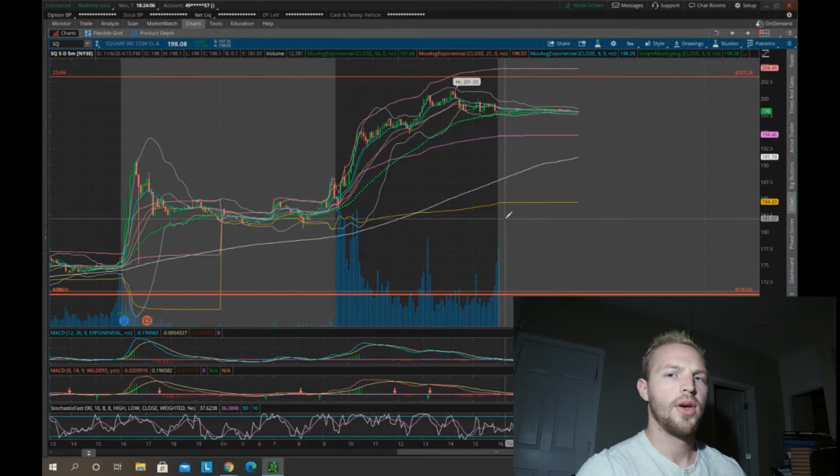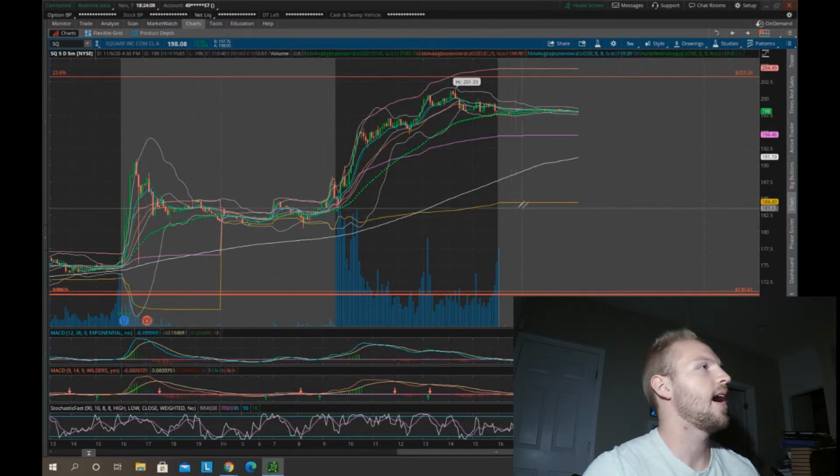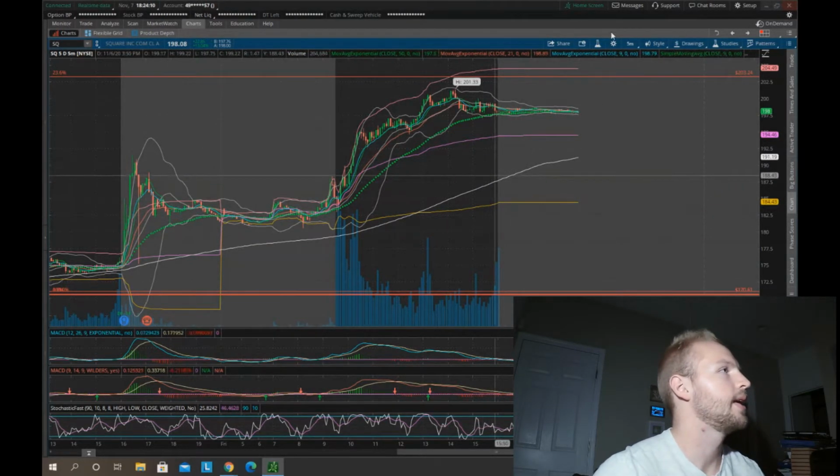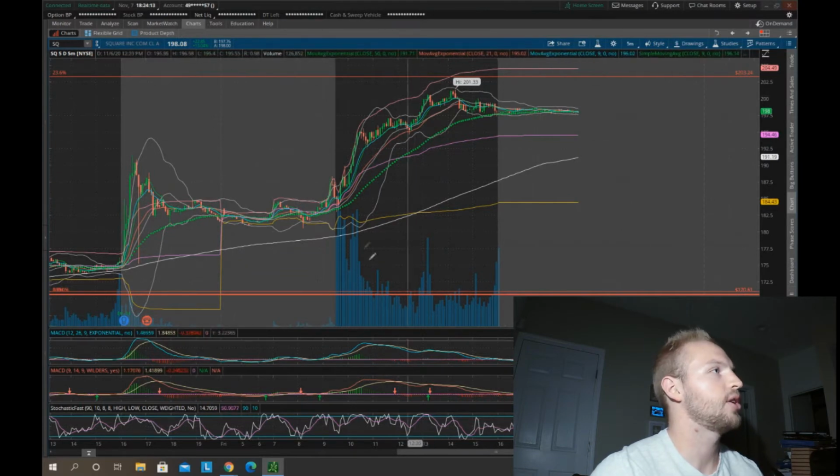And so I'm going to show you a little bit of how I trade what the charts are showing me and give you a few examples on different time frames. So here we go. Let's look at the charts. Okay, so as you can see here, I have Square pulled up and I have it on the 5-minute chart. So let's just go through some hypothetical examples here.